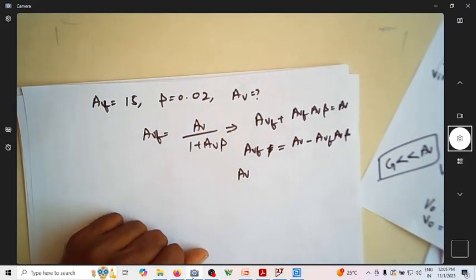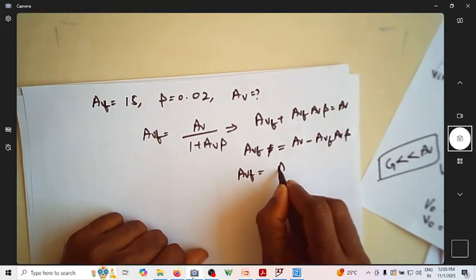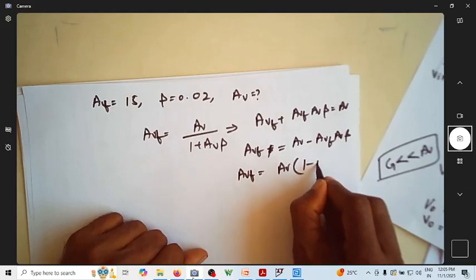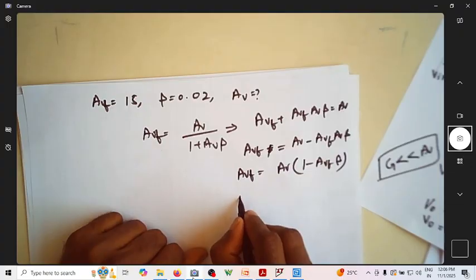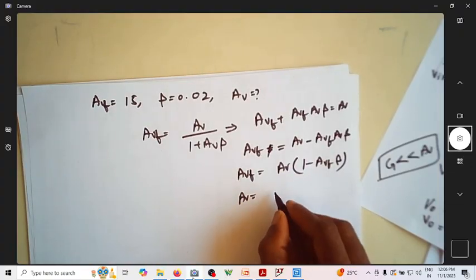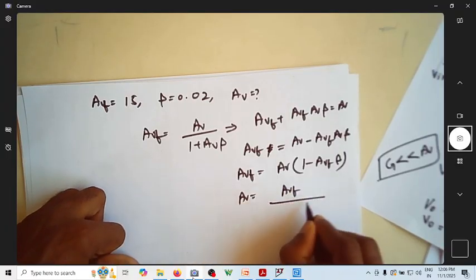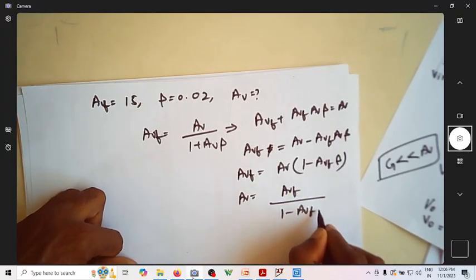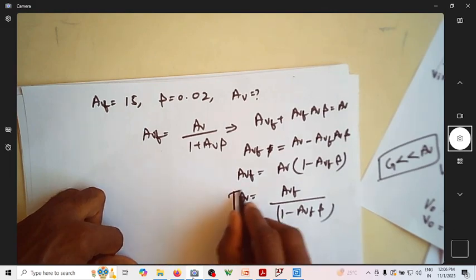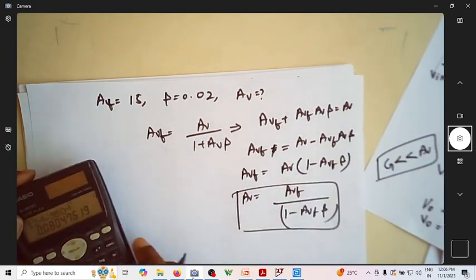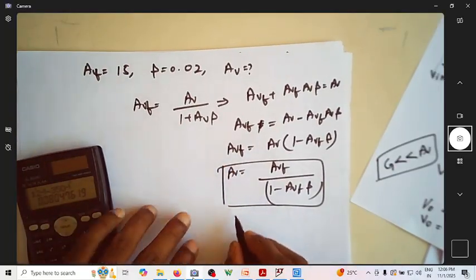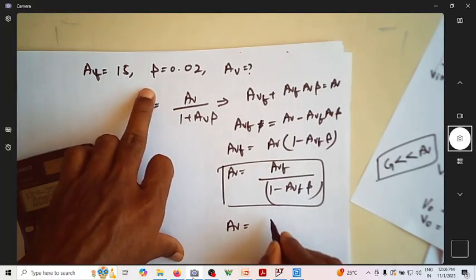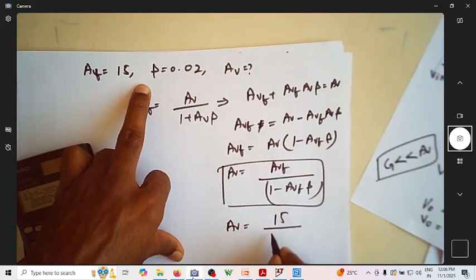So can I now write AVF is equal to AV, I can take out common factor, is it not, 1 minus AVF beta? So now can I write AV is equal to AVF by 1 minus AVF beta? This is AV in terms of AVF. So this is the AV value in terms of AVF. So I want to know what is AV if AVF is 15 and beta is 0.02.